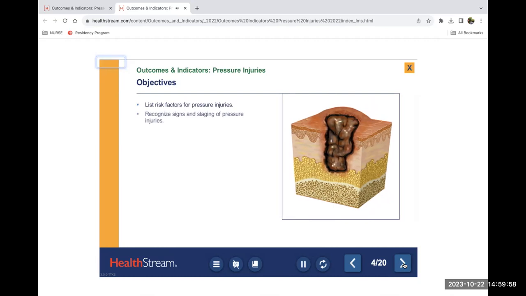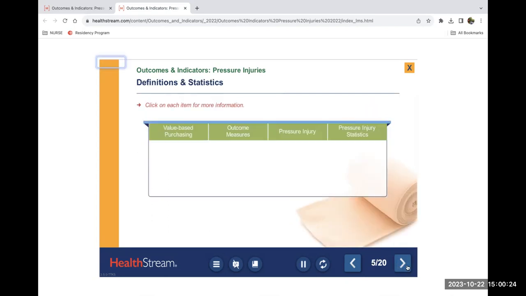The objectives for this course are for the student to be able to list risk factors for pressure injuries, recognize signs and staging of pressure injuries, identify preventive measures for pressure injuries in the areas of skin care, mobility, positioning, and nutrition, and define various treatment modalities and interventions for pressure injuries. Click on each item for more information.